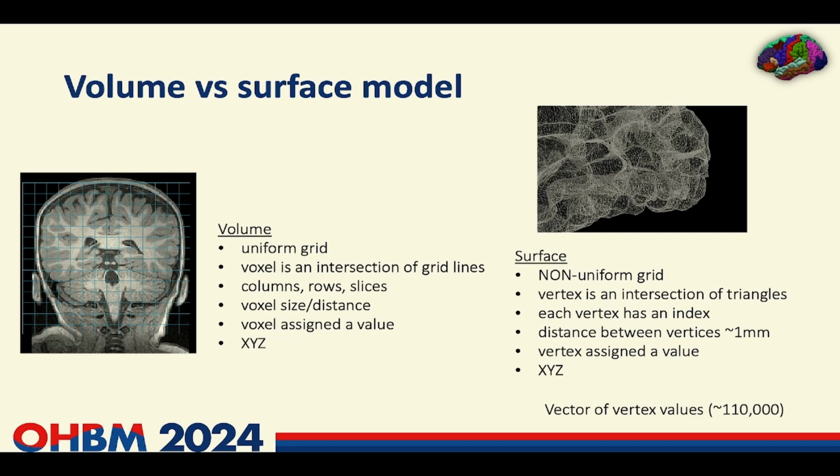On the other hand, with the surface modeling, the grid is non-uniform. The vertex, as I mentioned in the previous slide, lies at an intersection of triangles. Each vertex, in our case, has an index, and these indices, as I mentioned, have a one-to-one correspondence between the different representations. On average, the distance between these vertices is about 1 millimeter. Each vertex here can be assigned a label or a value, and I'm going to show you what default values they get assigned when you go through the Infant FreeSurfer or FreeSurfer analysis. And again, they are characterized by the XYZ coordinate.